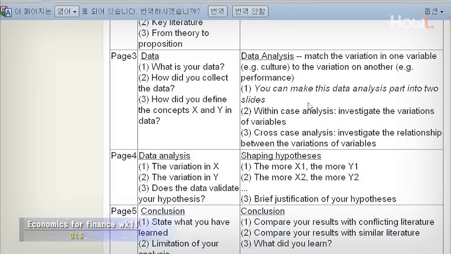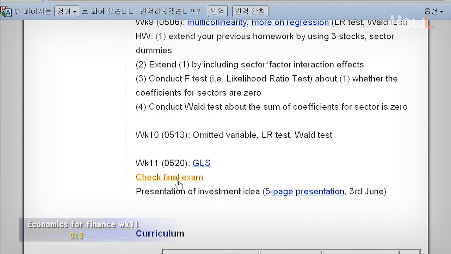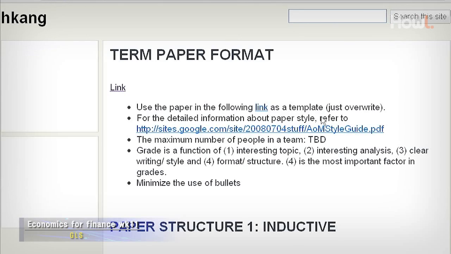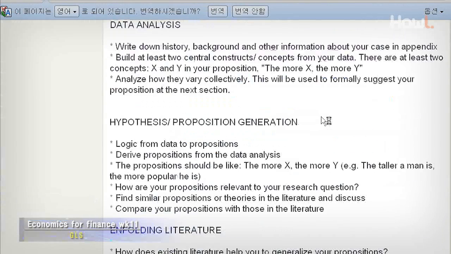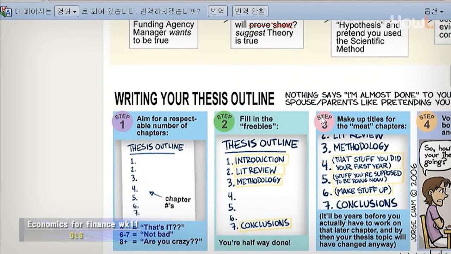Okay. Oh, by the way, about the final exam, there is also a sample. Final exam about the first one. Again, I have a sample from my former students.